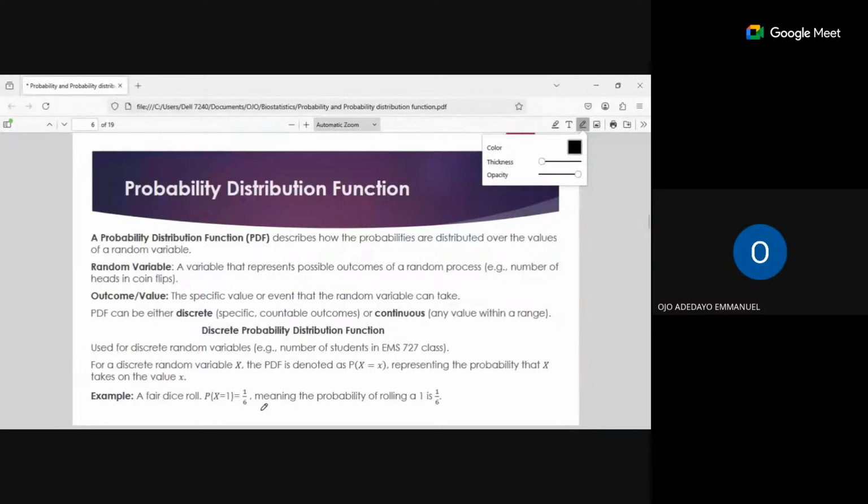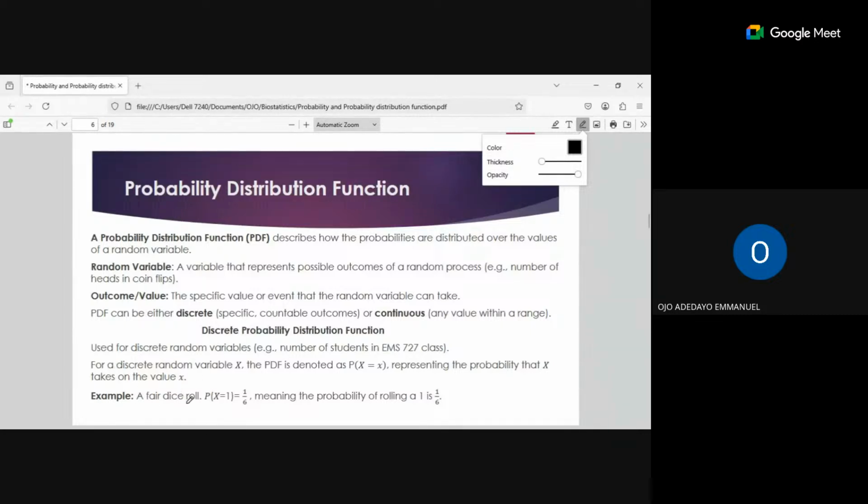So we have the discrete probability distribution function used for discrete random numbers. Let's say, for instance, the total number of people in this class, it is a count. Anytime you're hearing the word discrete, it means count number. Anytime you're hearing the word discrete, it means what? Count number.